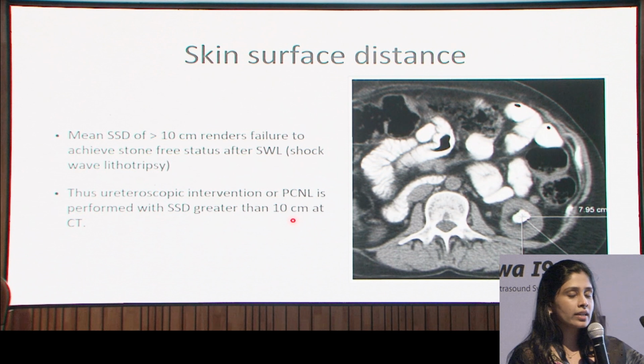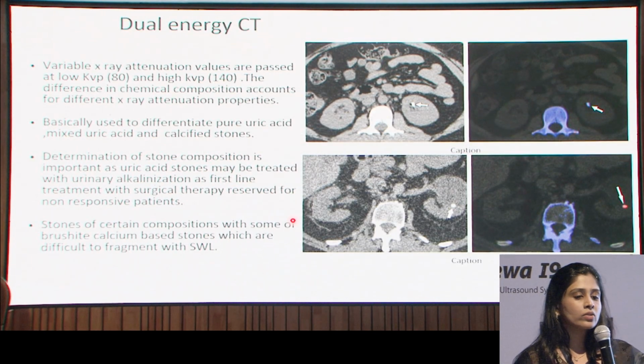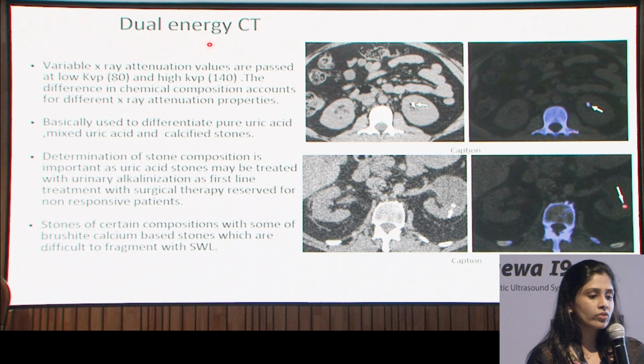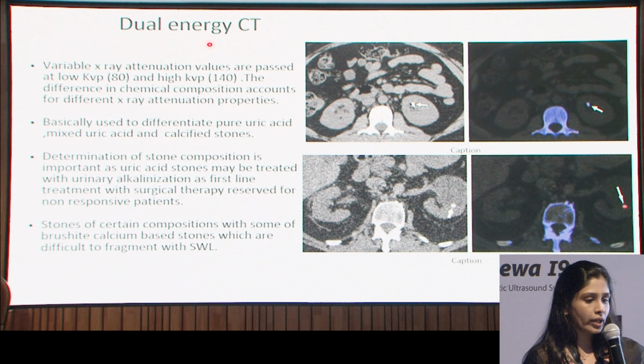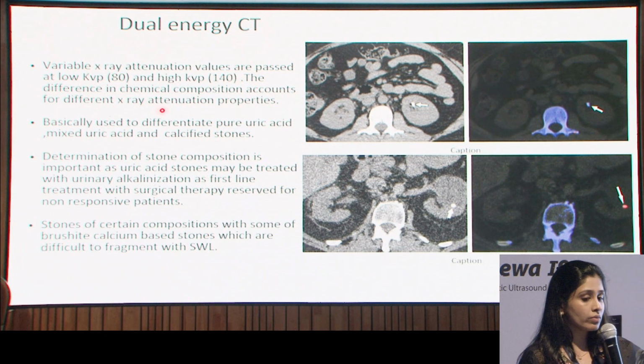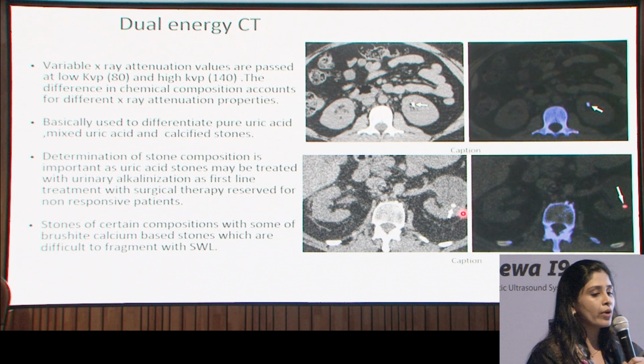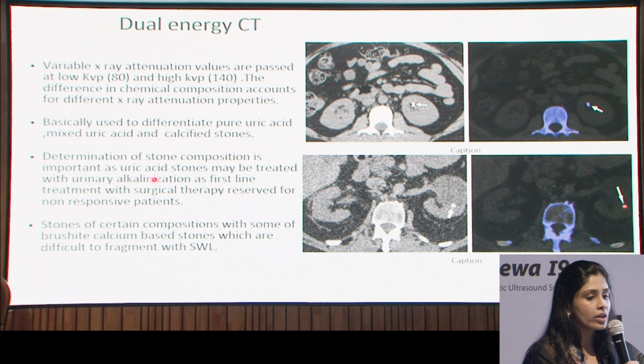Dual energy CT is a newer modality, and it is important to differentiate uric acid stones from non-uric acid stones. Two X-ray attenuation values are used, 80 and 140. The difference in chemical composition accounts for this difference. So the voxels that are coded in blue have signal behavior similar to that of calcium, and those coded in red have behavior similar to that of uric acid. So hence they can be easily differentiated. This is important because uric acid stones can be treated primarily with urinary alkalinization, with surgical therapy reserved only for non-responsive patients.